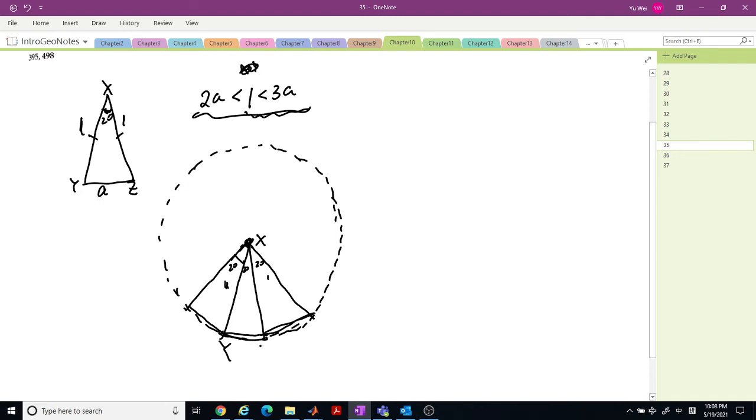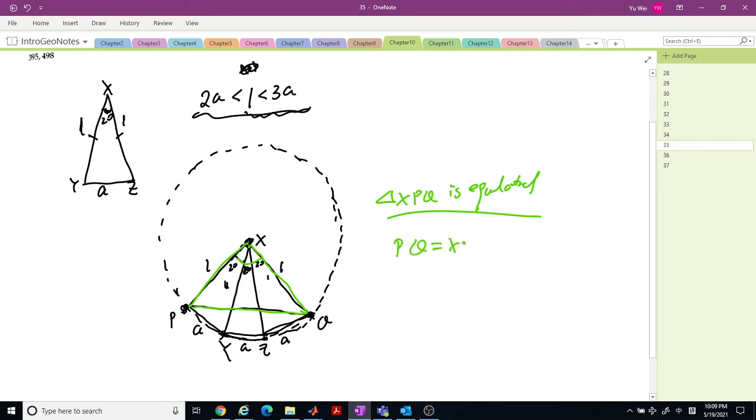So this is X, Y, Z, right? So this is A, this is A, and this is A. Let's call these P and Q. So now we can see this is 20, 20, 20, and this is 1 and 1, right? So that's XPQ, right? XPQ is isosceles with a vertex angle of 60, right? So that's why triangle XPQ is an equilateral triangle, right? So we know PQ equals XP equals XY equals 1.